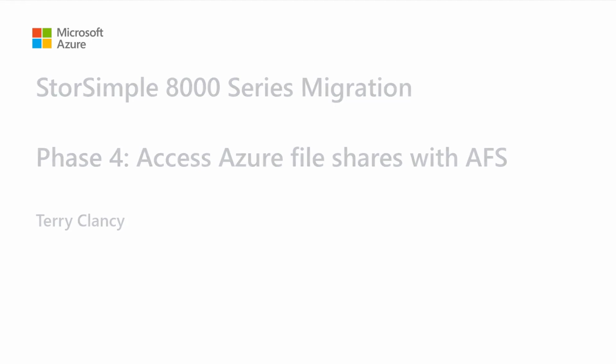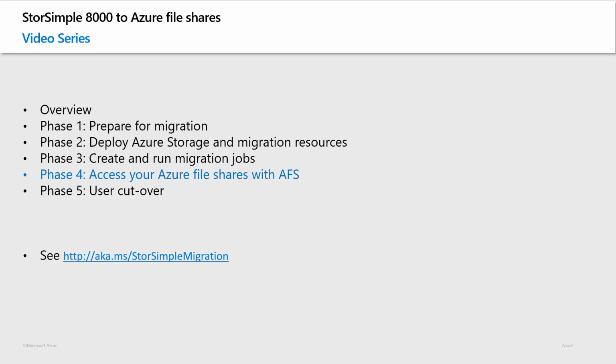In the first four videos we covered an overview of Azure Files, Azure File Sync and the migration process, planning and preparation for a migration, the deployment of Azure storage and migration resources, and the creation and running of migration jobs. In this video, we'll discuss how to then access Azure File Shares with Azure File Sync or AFS.